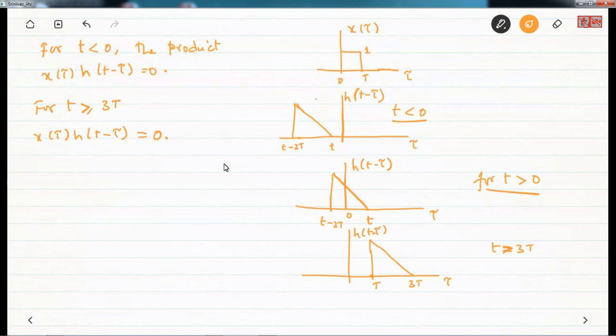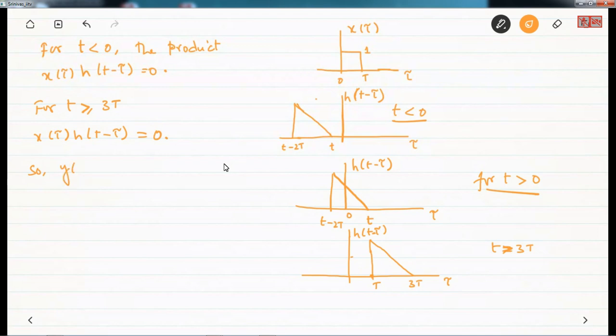When you shift it by some amount, it's okay. These x of tau and h of t minus tau still overlap. But if I shift it by 3t units, then the signal has shifted like this, and x of t lies only up to this. So from 3t onwards, again there is no overlap between x of tau and h of t minus tau, right?